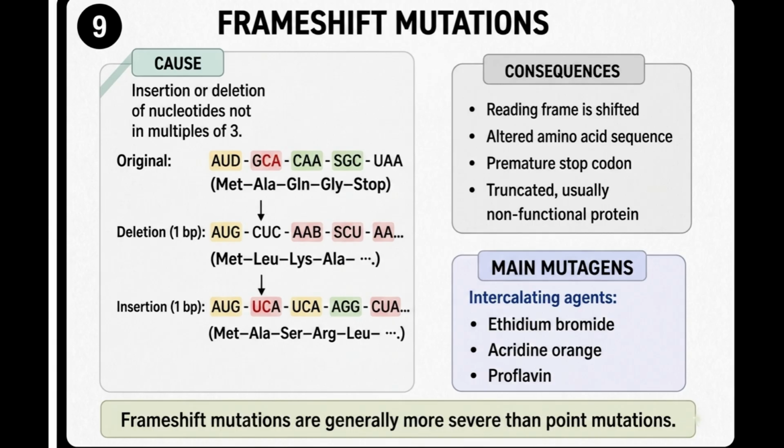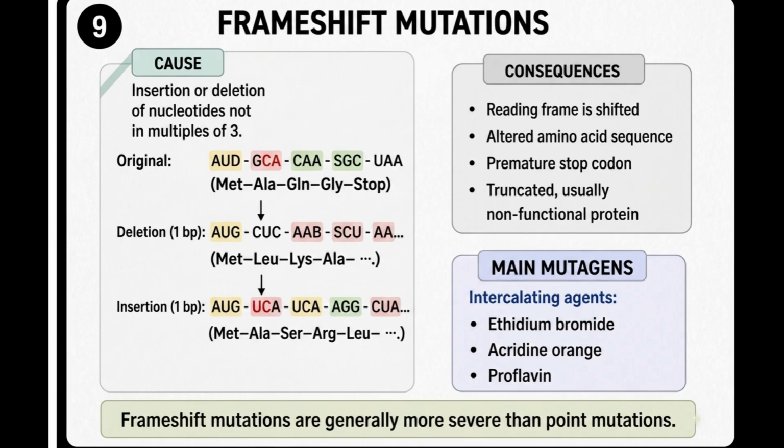Frameshift mutations occur due to insertion or deletion of nucleotides not in multiples of 3. Because codons are read in triplets, such mutations shift the reading frame downstream of the mutation site. As a result, the amino acid sequence changes completely, premature stop codons may appear, and non-functional proteins are produced. Frameshift mutations are generally severe.